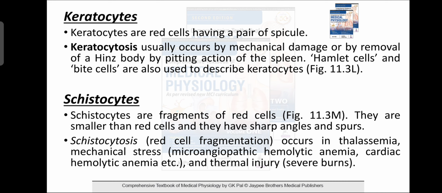Keratocytes are RBCs having a pair of spicules. Keratocytosis usually occurs by mechanical damage or removal of the Heinz body by the pitting action of the spleen. Helmet cell or bite cell are terms used to describe the keratocyte. Schistocytes are fragments of RBC. They are smaller than RBC and have sharp angles and spurs. Schistocytosis occurs in thalassemia, microangiopathic hemolytic anemia, cardiac hemolytic anemia and severe burns. So here are keratocytes and schistocytes.